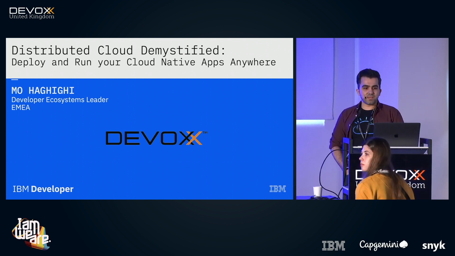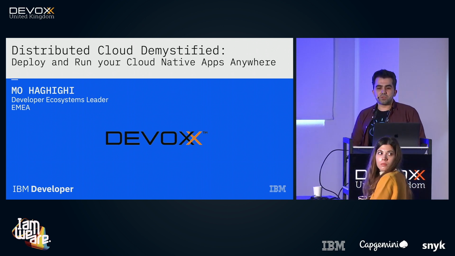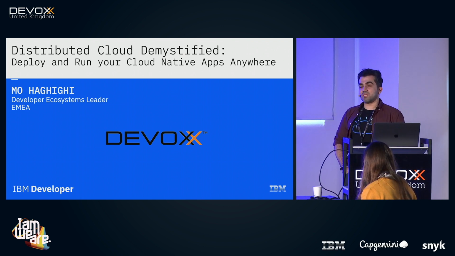Thank you for being here to listen to my talk about distributed cloud. I want to tell you how you can actually build your applications once and deploy them anywhere. And that's basically through OpenShift, as you're going to find out shortly.